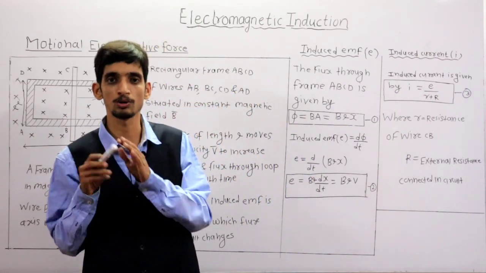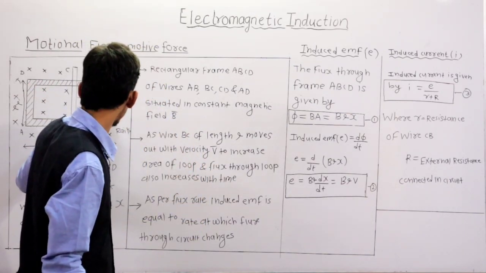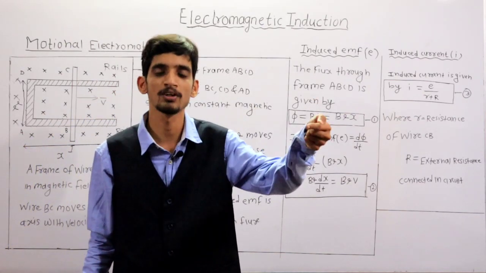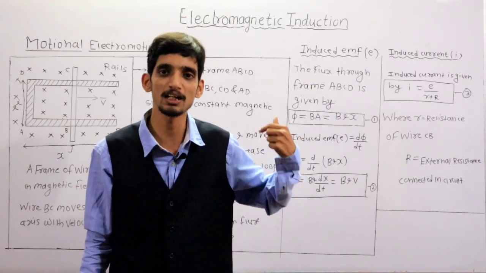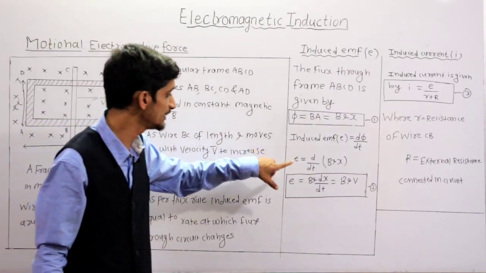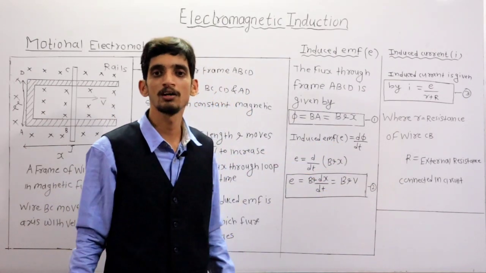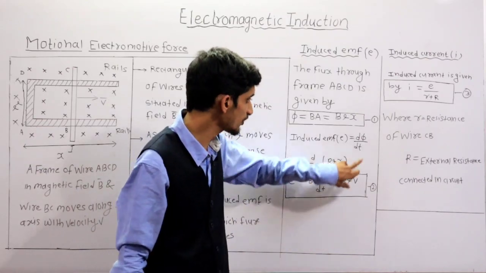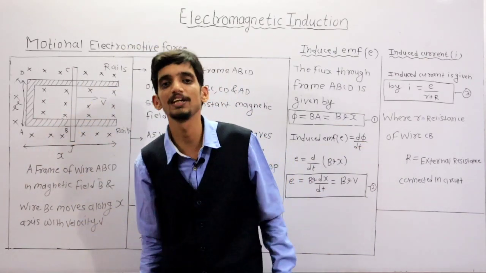Why? As per Faraday's law, because the flux is time dependent here. As we are moving the rod towards the right side, definitely the flux also changes with time. So as flux is changing, that flux is cut by that particular rod. It means there is a change in the flux, due to which the EMF is induced. So we have to put this concept into this formula, that is induced EMF E is equal to d phi by dt, where phi is the flux through that particular frame ABCD.